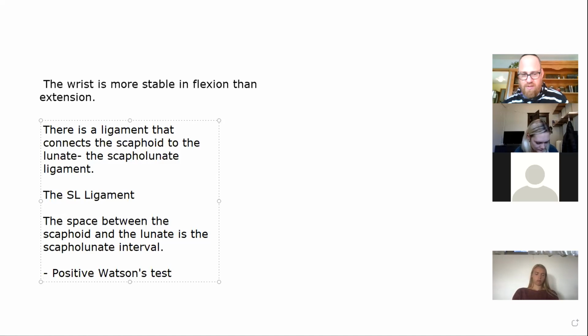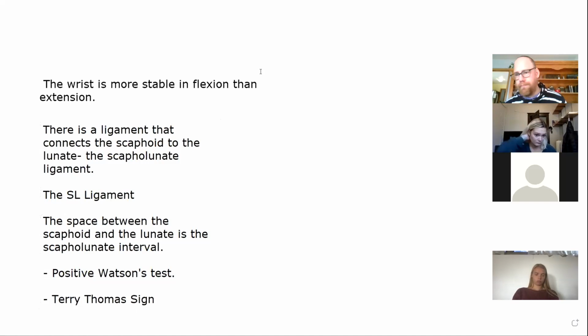So a positive Watson's test. All right, and then on radiographs, this is super cool. We're going to have something called a Terry Thomas sign, and I'm going to explain that in a second. It's actually kind of funny. Okay, give me one sec. All right, go back to my little pen here. I'm going to draw. So we know. All right.